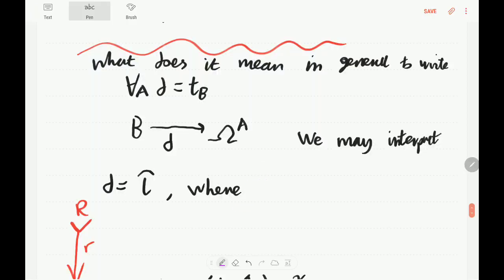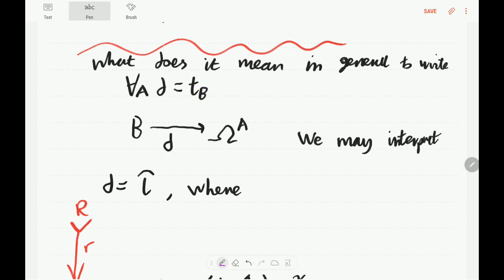Okay, so now we've gained some intuition about what all this "for all" stuff means. Let's ask a couple of questions that we can answer pretty easily, I think. One is, what does it mean in general for an arrow D from B to omega to the power of A to write that for all A, D is true for arrow after exclamation mark B?